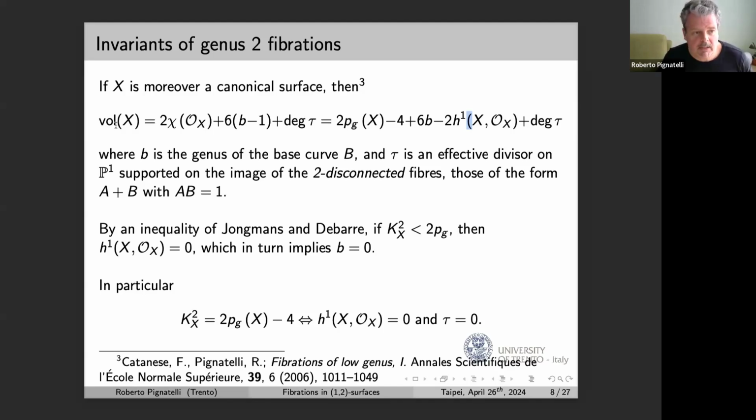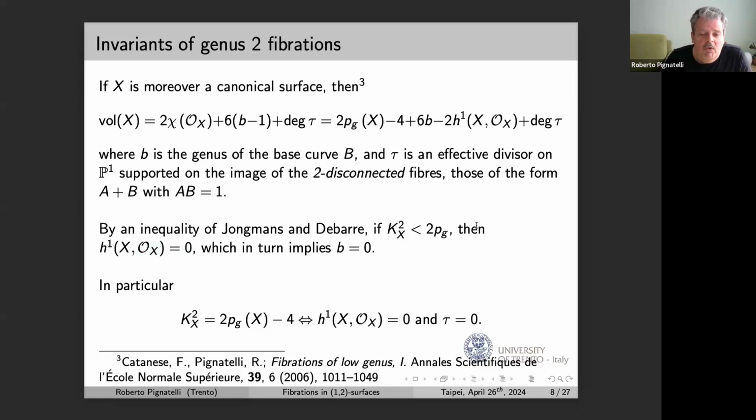So the Noether inequality says that the volume is bigger than 2pg minus 4, so I would like to have just positive numbers. And this little negative number is in fact not there, by an inequality, a famous one of Jongmans and Debarre: irregular surfaces, those with h1 positive, have K squared at least 2pg.